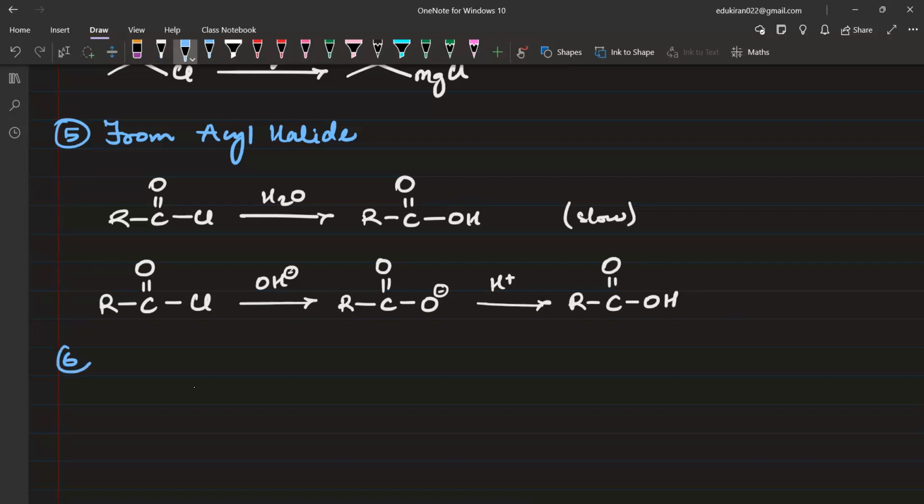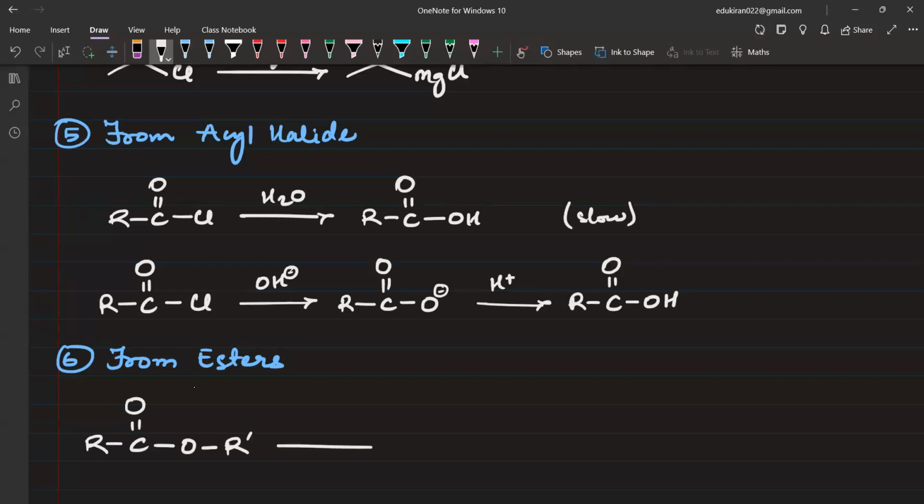Sixth method of preparation is from esters. The esters, they have a molecular formula like this: R, C double bond O, that is bonded with oxygen, and then further bonded with some alkyl group R dash. When you are going to add water in the presence of acid H plus and water, then you will get R, C double bond O. This oxygen atom will get OH, and one of the OH from H2O is going to attach on R dash. So you will get R dash OH, alcohol plus carboxylic acid.